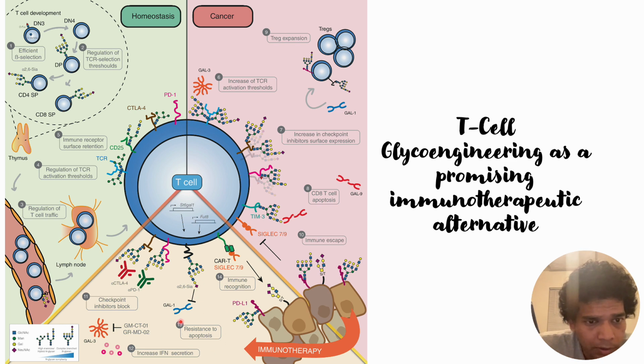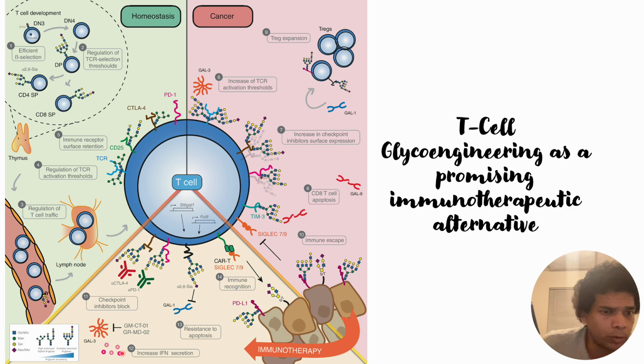Another thing is resistance to apoptosis. This resistance to apoptosis can be prevented by increasing the amount of alpha-2,6-sialic acid. It has been found that an increase in the amount of alpha-2,6-sialic acid will inhibit this galectin-1, which usually prevents the activation of apoptosis within the tumor cells. So this can be inhibited by increasing the alpha-2,6-sialic acid. So these are some of the approaches.